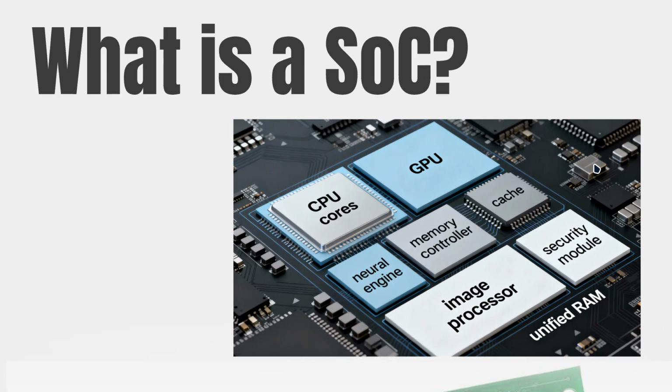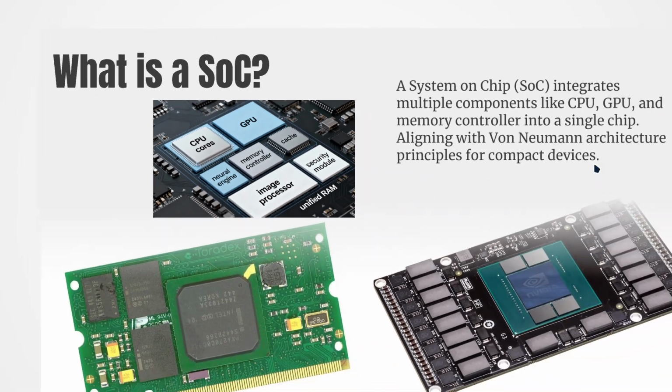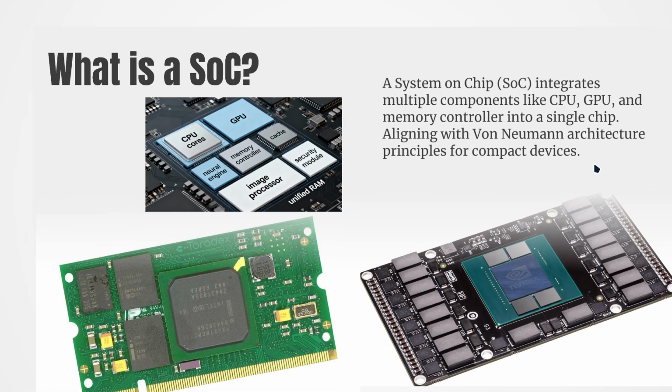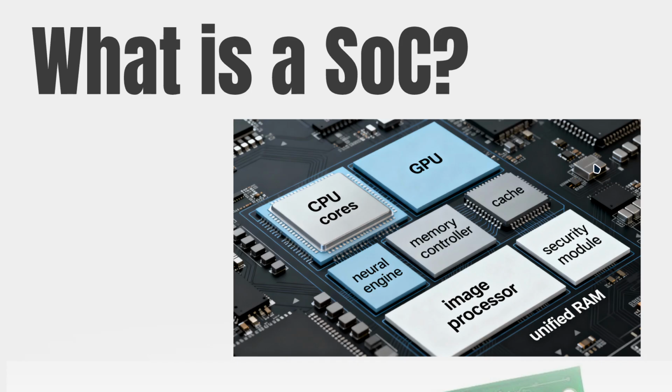And this is where the SoC came in, which is the system on chip. A system on chip is simply this: all the major components of a computer combined on a single piece of silicon. As we can see here, we have the CPU core, the GPU, the memory controller, the cache hierarchy, the neural engine, the image processor, the security module, sometimes even the RAM or the unified RAM, on one single chip.